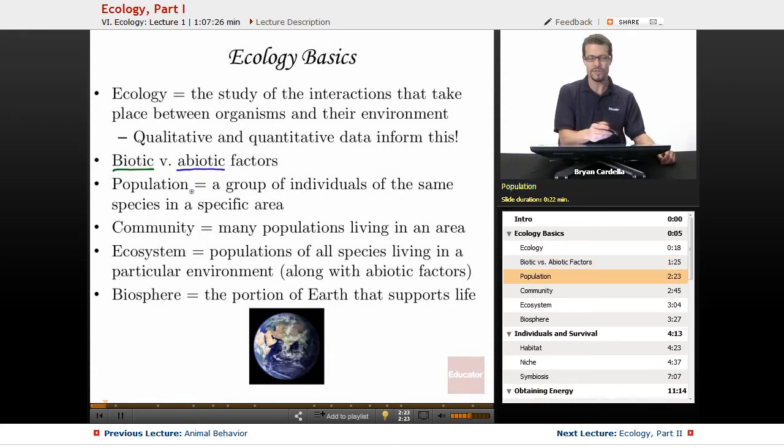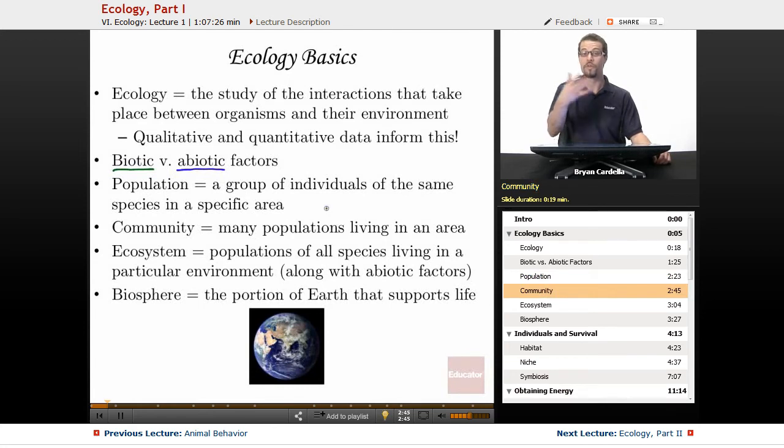A population, this term of course has come up numerous times in this course. In evolution, it comes up. And in ecology, a population is the same definition. It is a group of individuals of the same species in a specific area. So if they can all mate and have offspring, and they're in one particular habitat, that is a population. If we're talking about more than one type of organism in an area, that's bigger than a population, and that would be a community. A community is many populations living in an area.